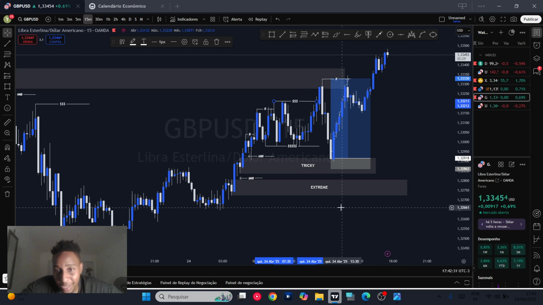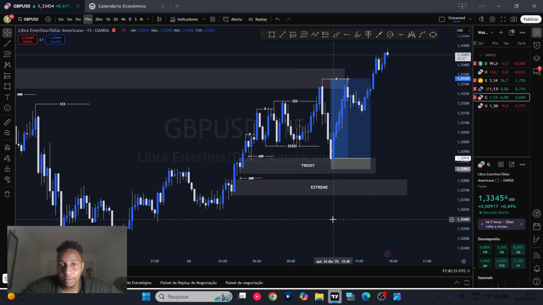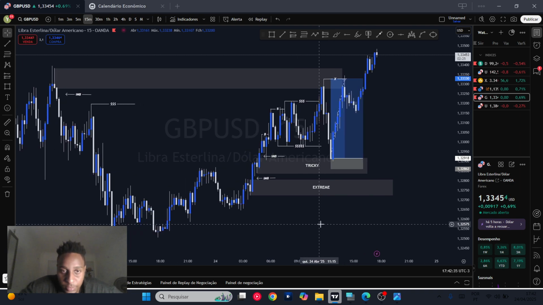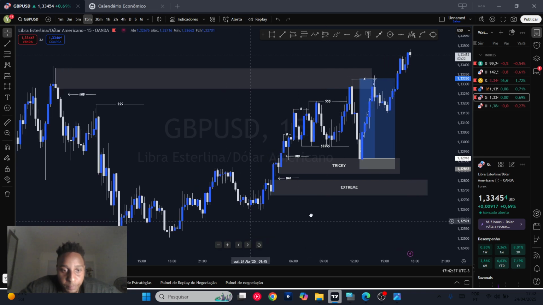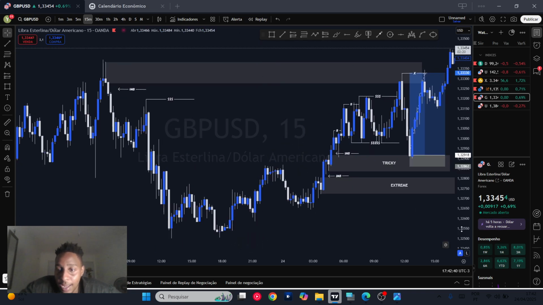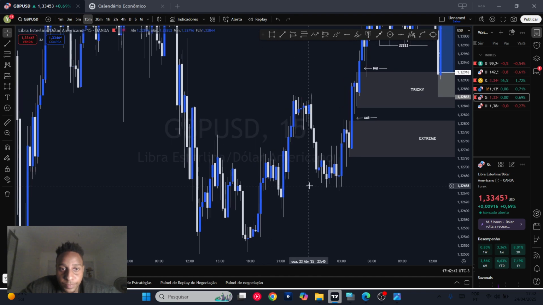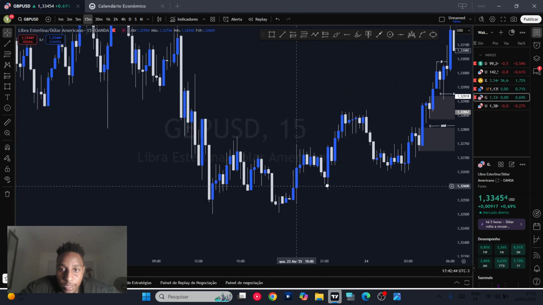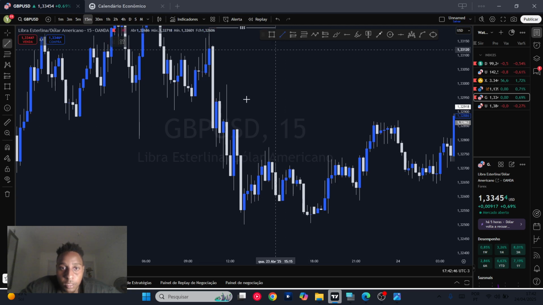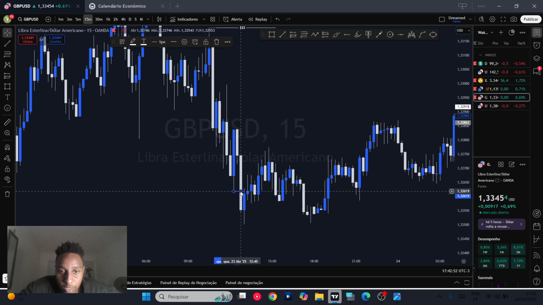This happened today around 12:13 in UTC minus 3. Let me show you guys a reversal pattern here. First of all, guys, we were bearish, right? We made this pullback and then we broke it again. So this zone right here, this is a breakout structure.